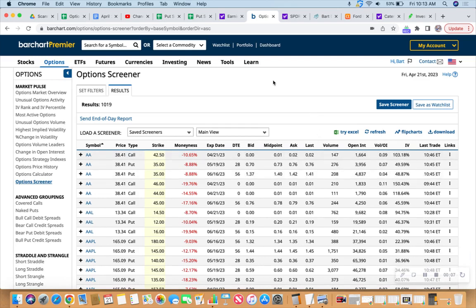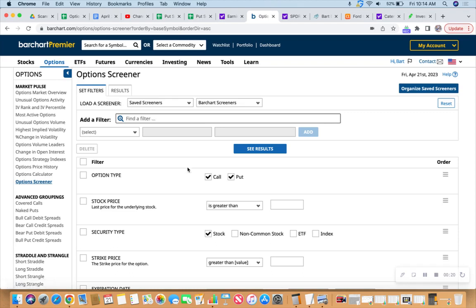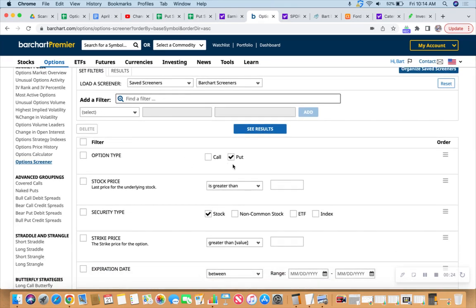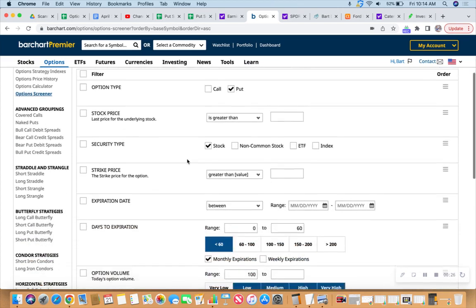Let's see what we can touch today with a little options screener action. The first screener that I would like to build right before your very eyes is going to be dividend based. So let's go to the filters, take off the call. We're just doing the puts again today as far as the filter is concerned.